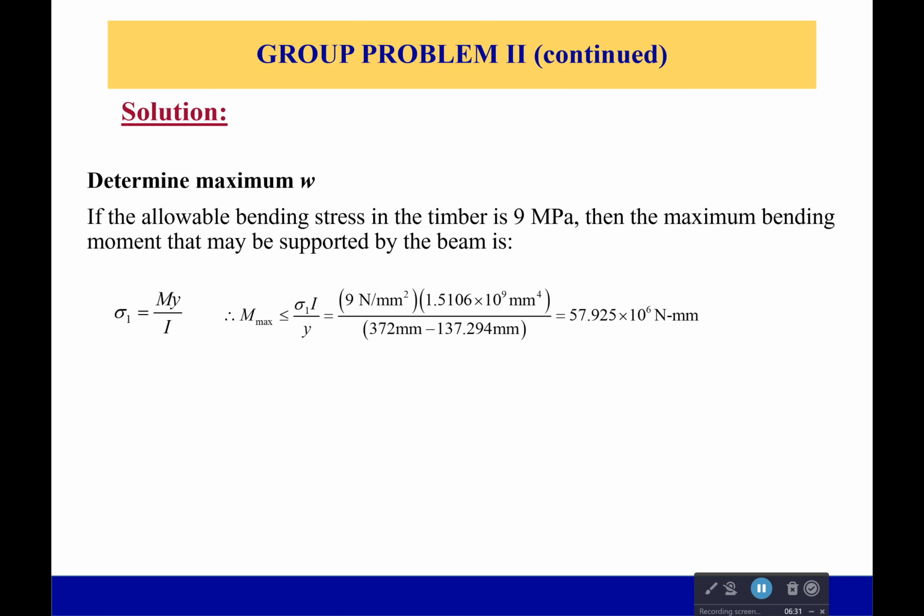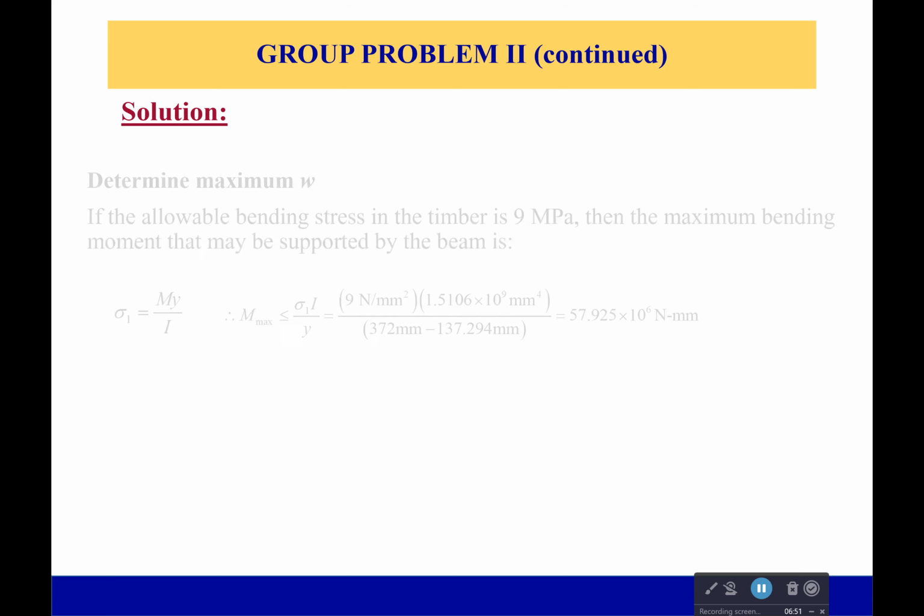So we plug it in here. And we know that our max moment is going to have to be less than this. We know what the moment of inertia is. We know what the stress is. We know what the distance is, at least to the farthest edge. And so the max bending moment for our timber would be 57.925 times 10 to the 6 Newton millimeters.